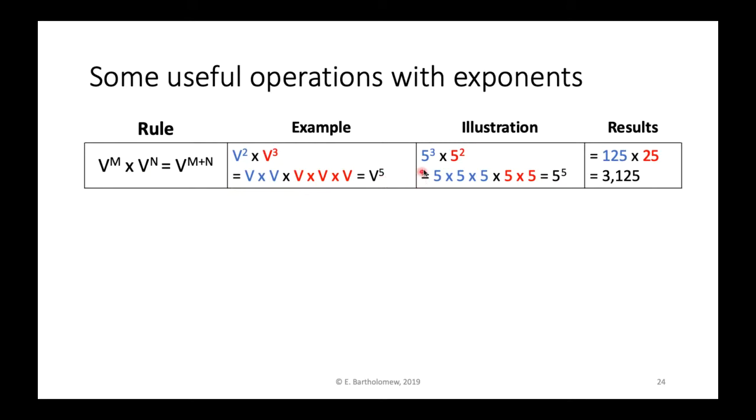So that works. And it works if we look at numbers as well. 5 cubed times 5 squared, 3 5s, 2 5s, or 5 5s. And you can check that out in your calculator. You should get these numbers.